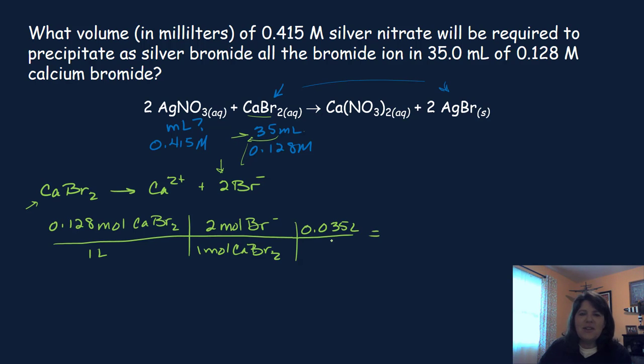0.035 liters. So that makes the liters cancel, the moles of calcium bromide cancel, and I'm left with moles of bromide. So the number of moles of bromide that you end up with is 0.00896 moles of bromide.